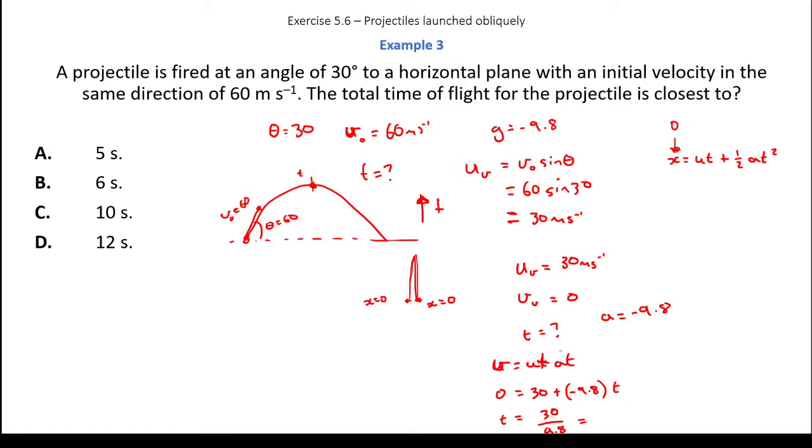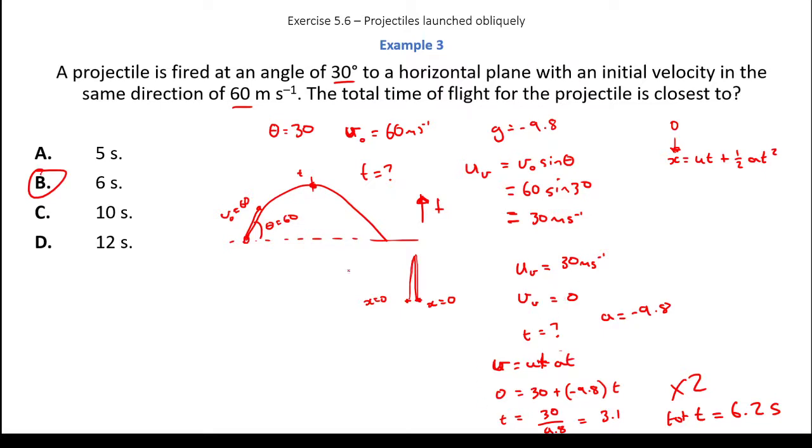That's 3.06. We had two significant figures, so we're going to say that is 3.1. So we times by 2, so total time is equal to 6.2 seconds. So closest to will be B.